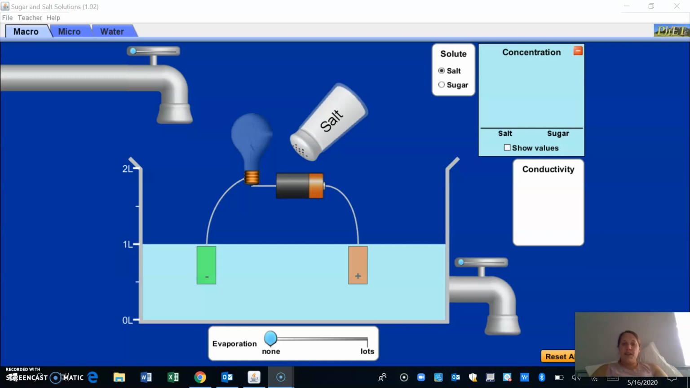All right, so here is a PhET simulation from the University of Colorado. These are great simulations, but this one only has a Java version, and I know not everyone has Java, so I figured I'll just show it to you. So let's take salt, for example, okay?